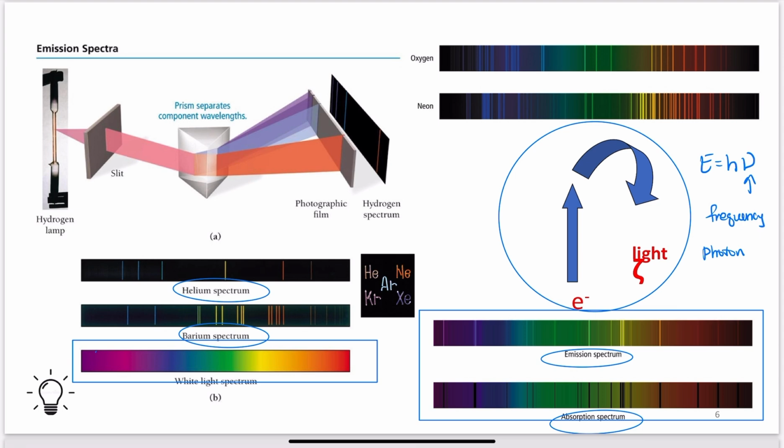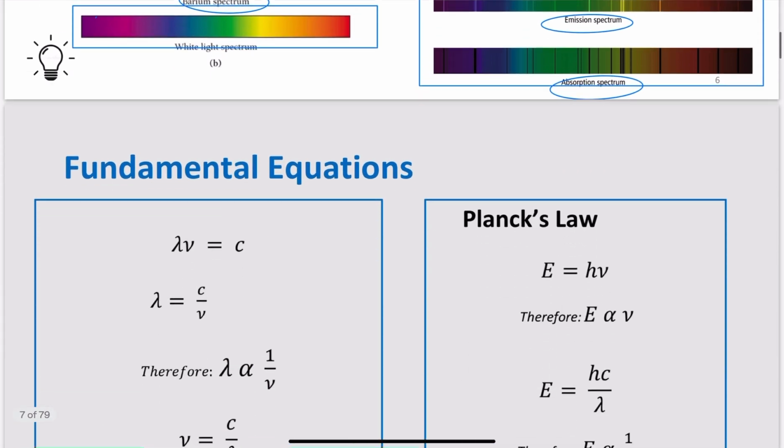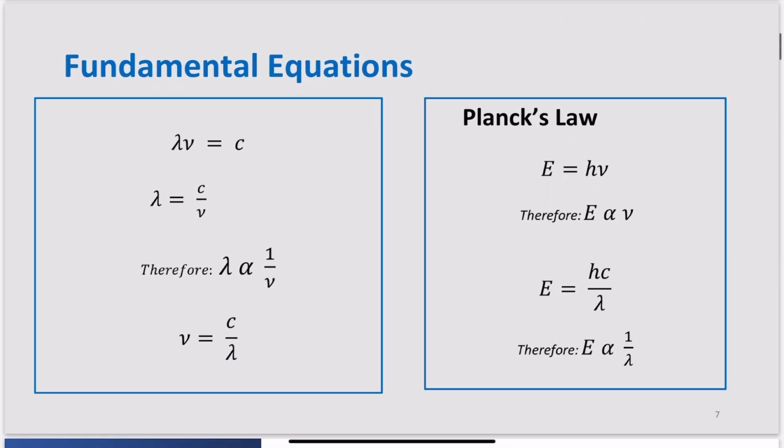Energy isn't random, it's quantized. Electrons can only jump between specific energy levels, so the light they give off has very specific amounts of energy. And that's why we don't see the full rainbow, just lines. So we can describe light three ways: by wavelength, how long the wave is; by frequency, how fast it's oscillating, how many cycles per second; or by energy, how powerful the light is. And that brings us to our fundamental equations.